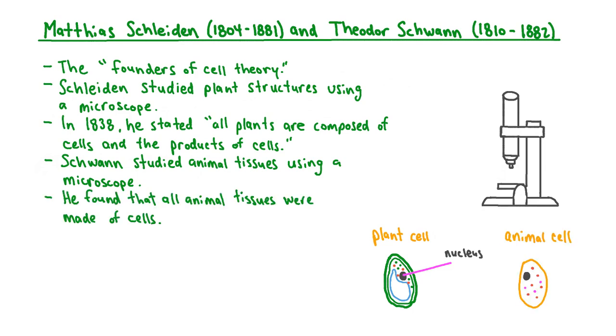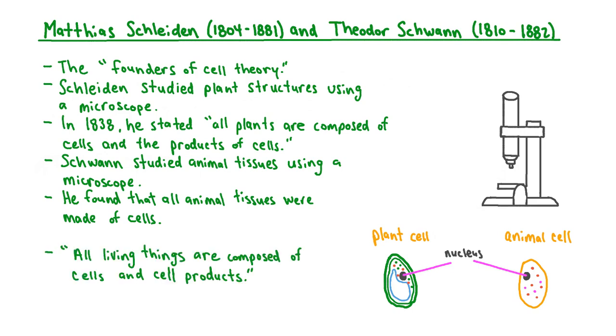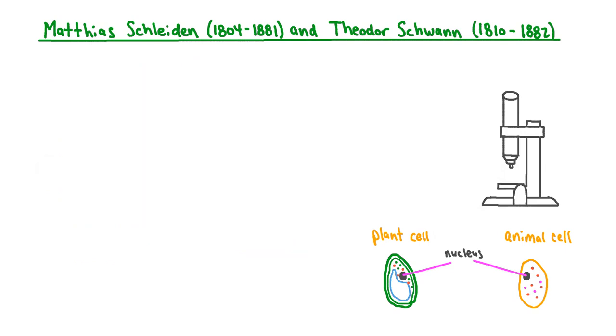With the same type of microscope, Schwann reproduced Schleiden's observations about plants in the tissues of animals. He found that all animal tissues were made of cells that possessed a nucleus. Schwann, backed by Schleiden, was then able to state that all living things are composed of cells and cell products, which is the foundation of modern cell theory.